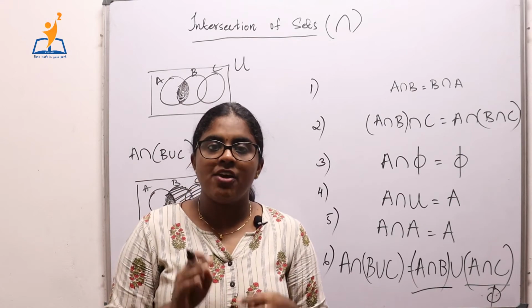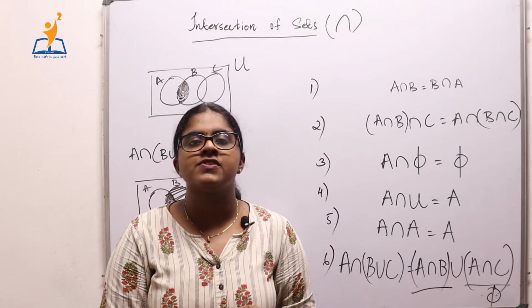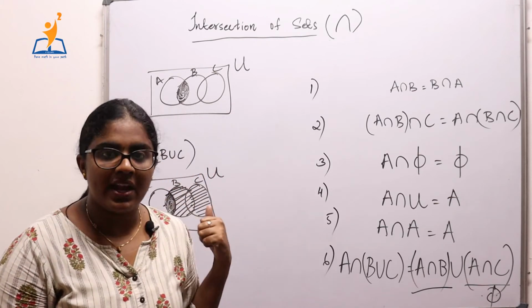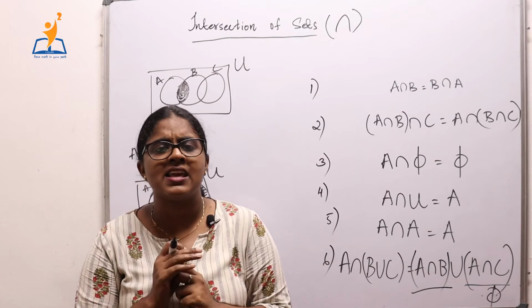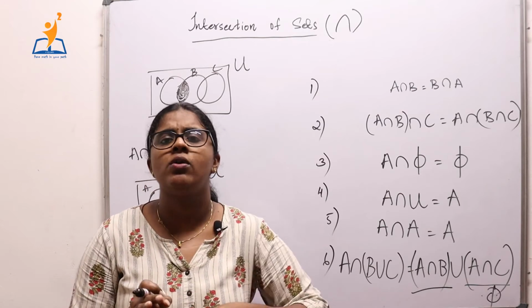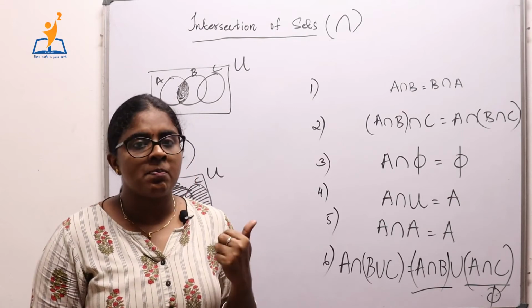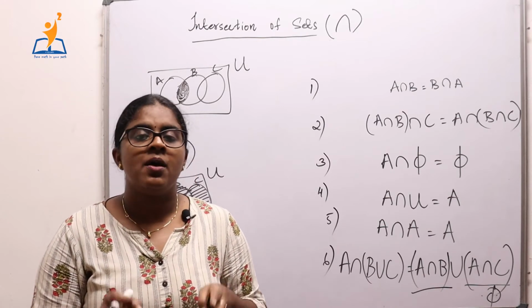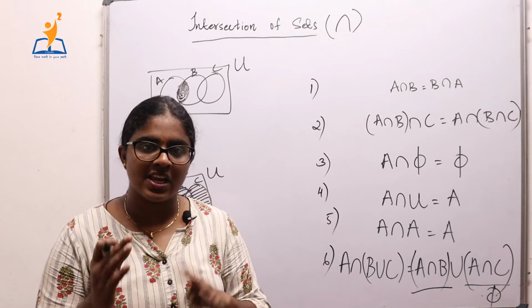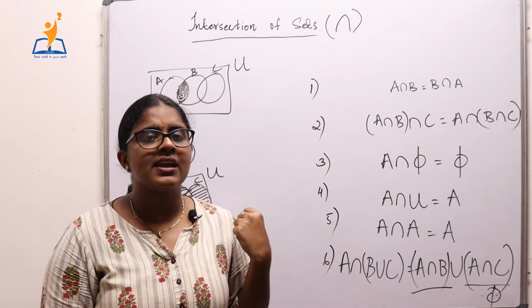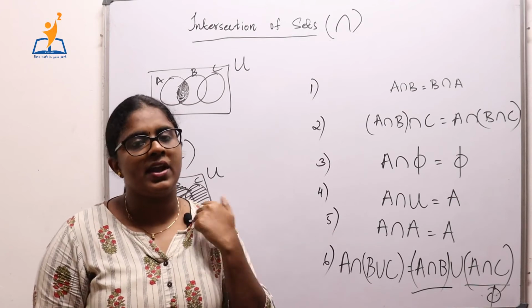So in total, every property of union of sets and intersection of sets can be proved using a Venn diagram. A Venn diagram is an easy tool for solving all the practical problems related to sets. So keep in mind the properties of intersection and union, and also the definitions of intersection and union, and try to solve using Venn diagrams.